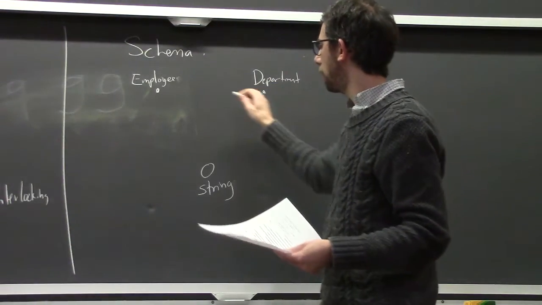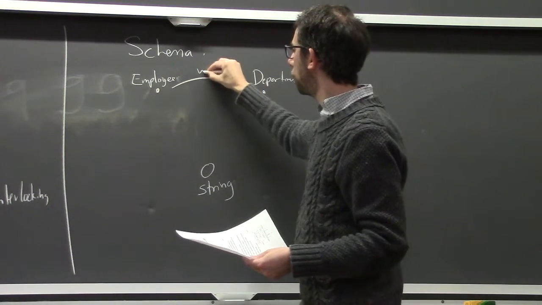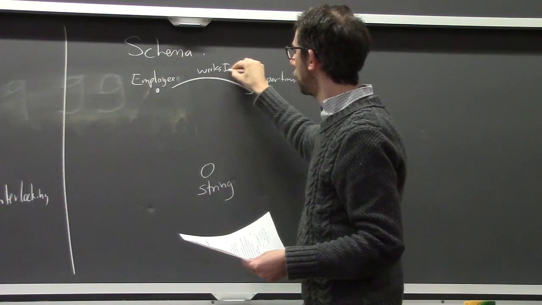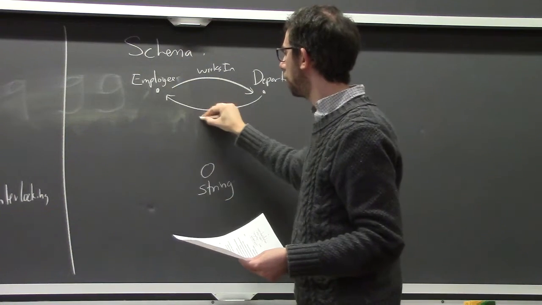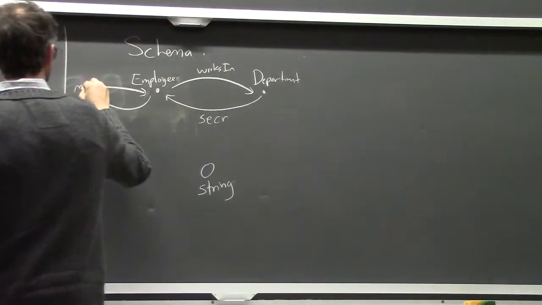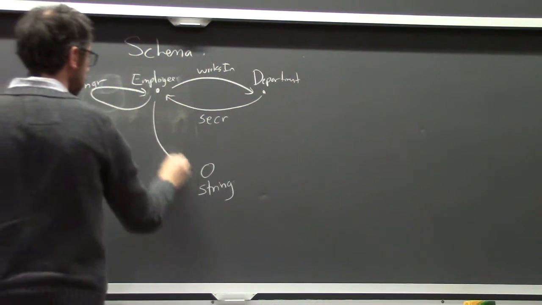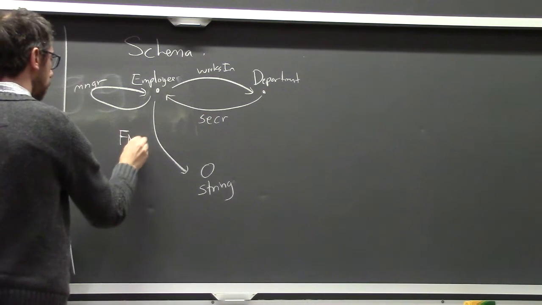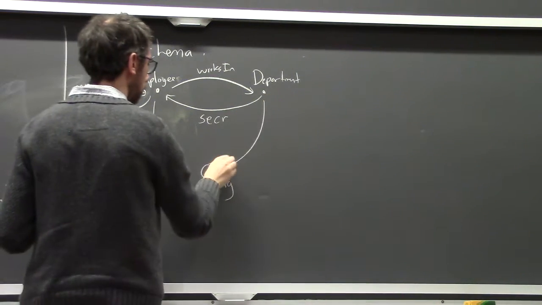So now we have these three tables. We have that every employee works in a department. Every department has a secretary. Every employee has a manager. Every employee has a first name. And every department has a name.